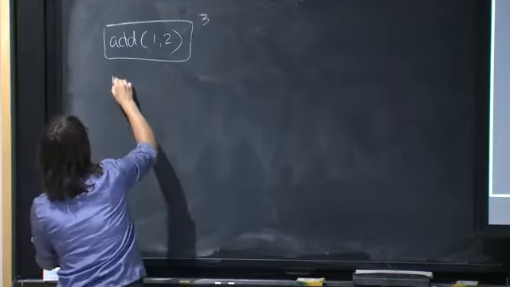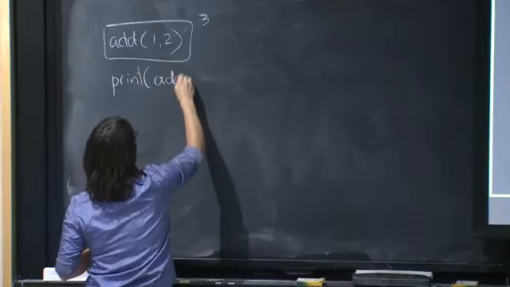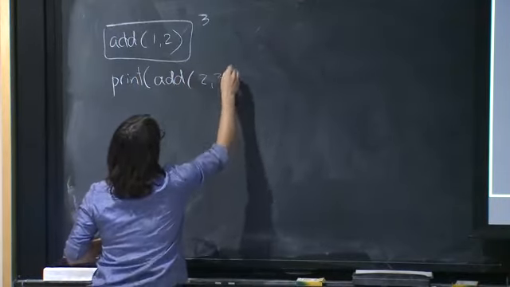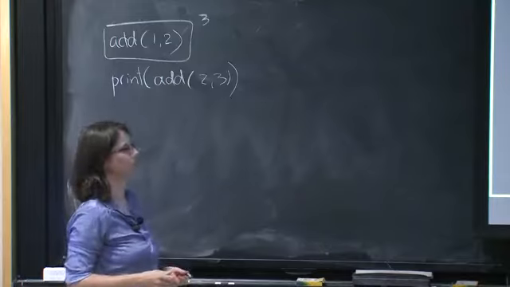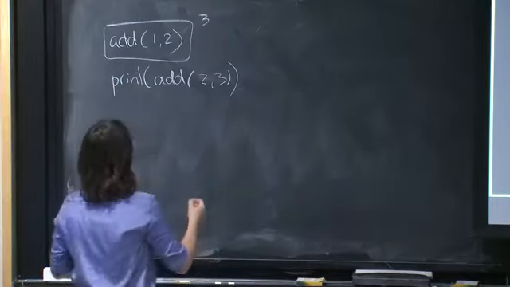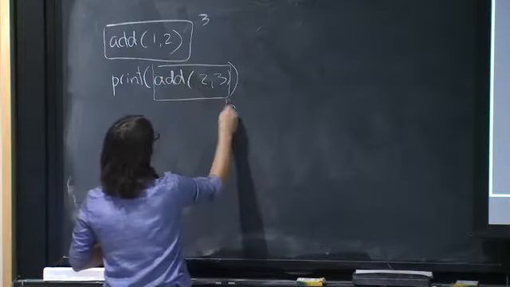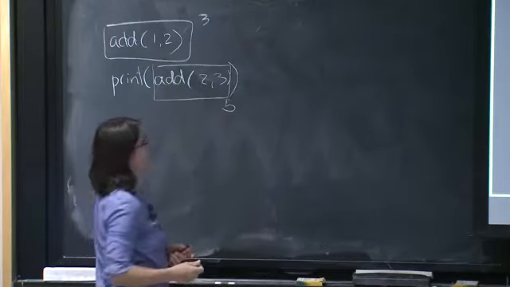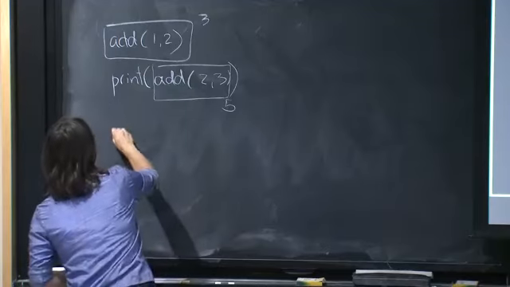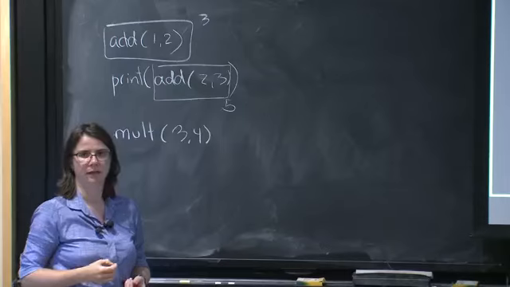Well, what if we wrap this in a print statement? Is anything printed in this case? Yes. What is printed? 5. Yeah, exactly. The add itself gives me 5, and so I'm telling it to print 5. What about the next one? Mult 3, 4. Is anything printed as a result of running this line?